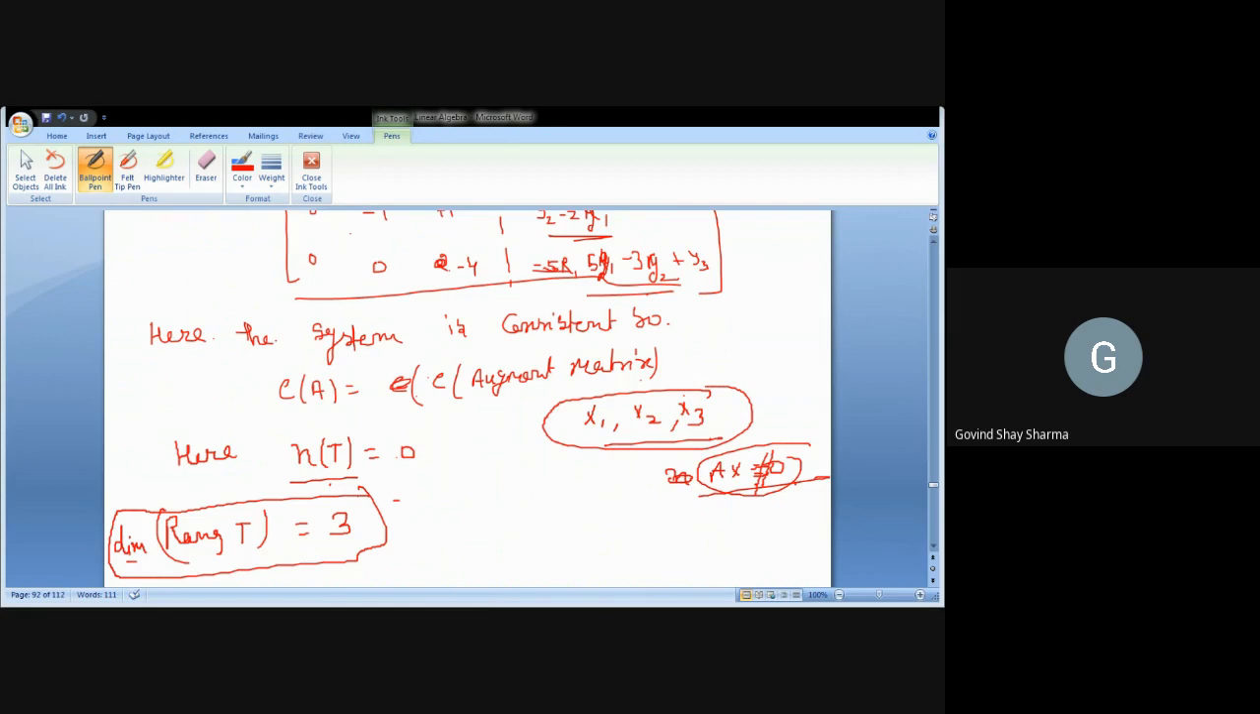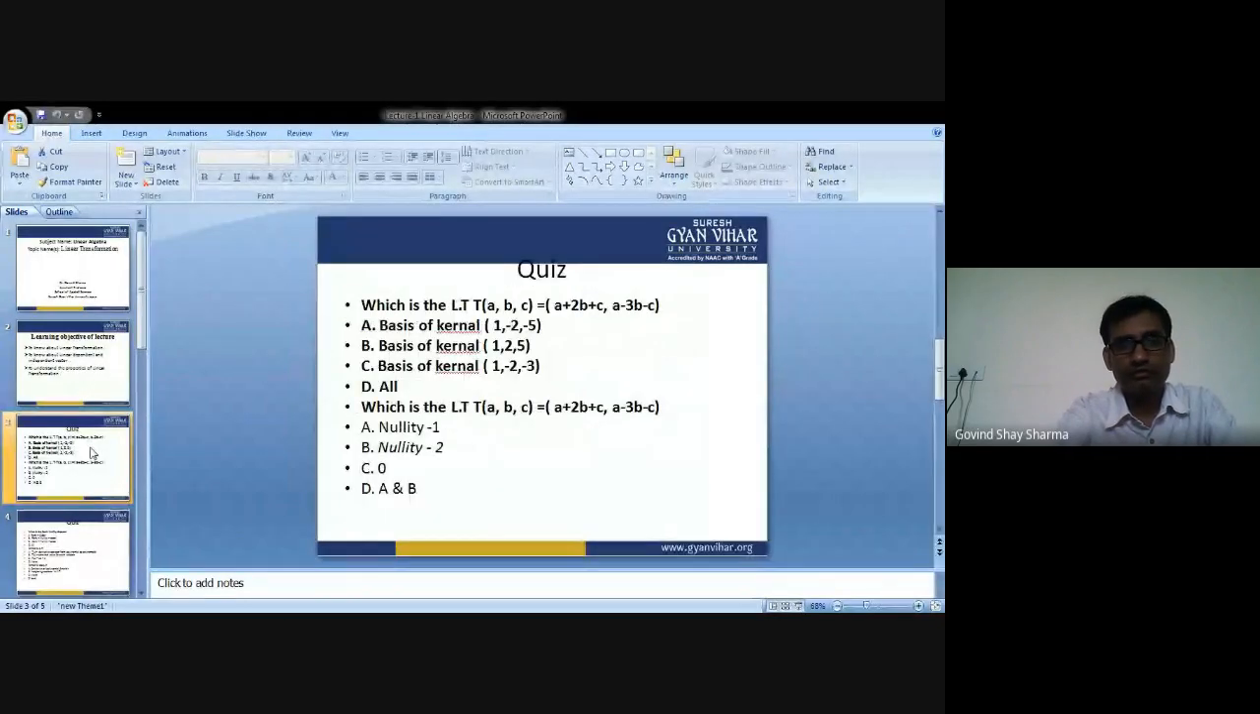Okay, students. Now we come to the objective part. I hope this calculation part is more interesting. So we continue with the numericals. Now we come to our questions. Which is the LT? The basis of kernel is, I already found in this lecture, the basis of kernel is 1, minus 2, minus 5. So A is the right option.